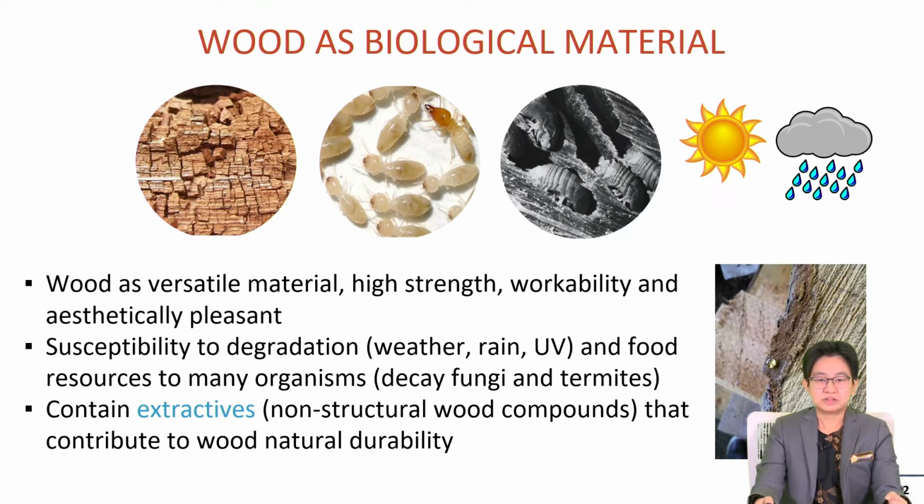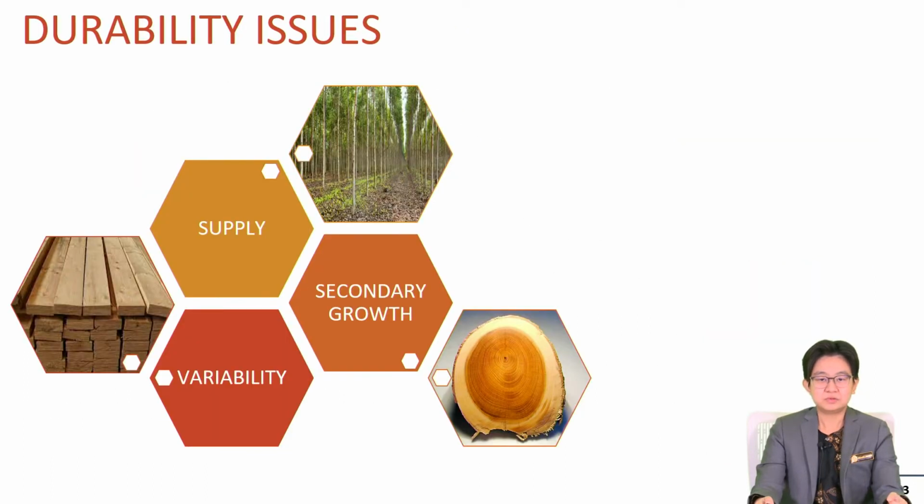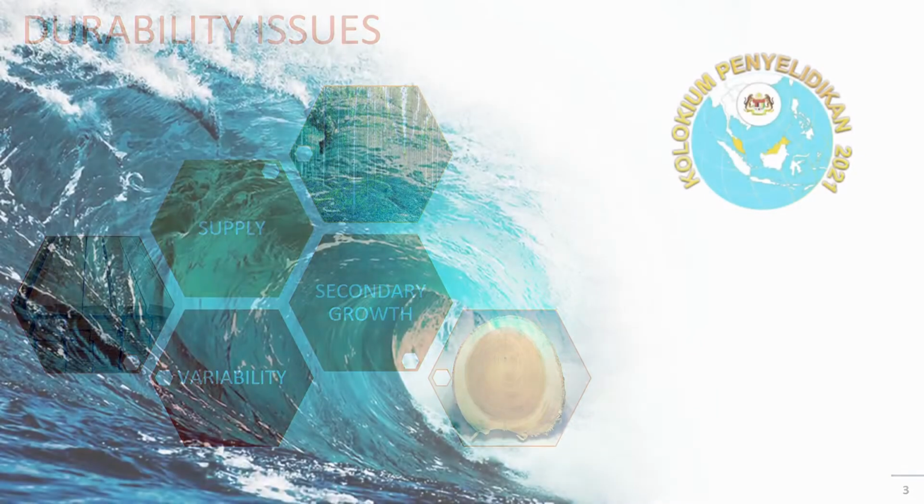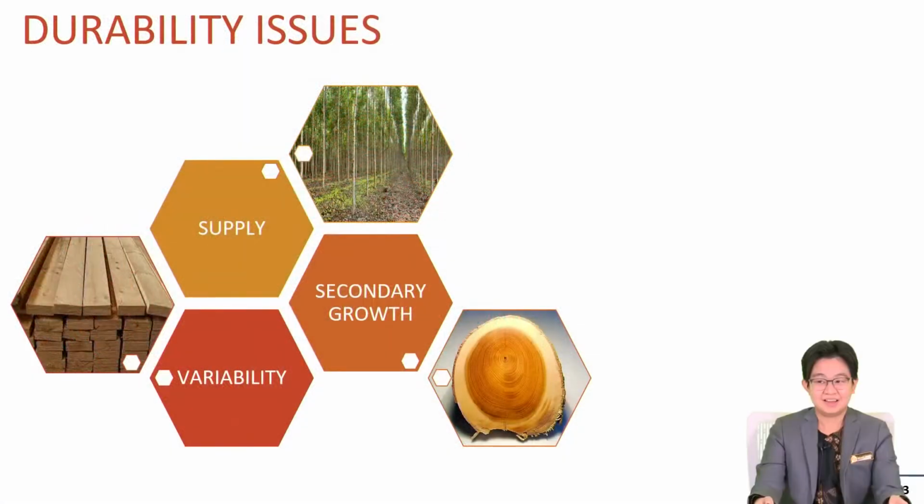Some of the factors that contribute to this durability is the extractive content available inside the timber that helps protect them from decay and termites. Furthermore, there are also some issues that affect the durability of timbers. The raw materials that we have now are sourced from plantation species and secondary forests, where the timber from these sources is considered less durable due to the lack of extractive content.